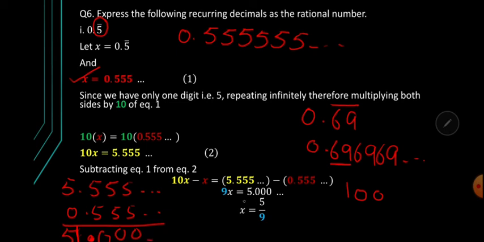9x is equal to 5. Here 9 is multiplying, so on the other side it will be divided. So x is equal to 5 by 9. It means 0.555 recurring is equal to 5 by 9.